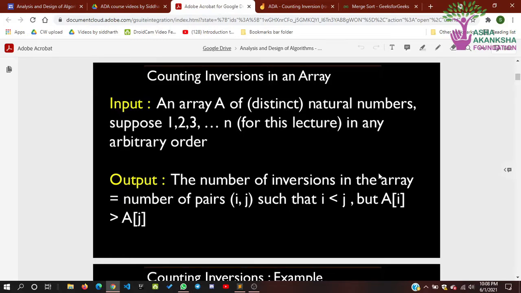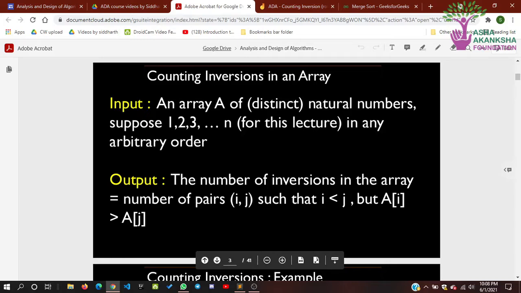In this problem we are given an array. Suppose this array has the name capital A and it has distinct natural numbers. Suppose this array has all natural numbers which are non-repeating. All of the natural numbers are distinct. And for this lecture, I am assuming that these natural numbers are from 1 up to n. These numbers from 1 up to n can appear in the array in any random ordering.